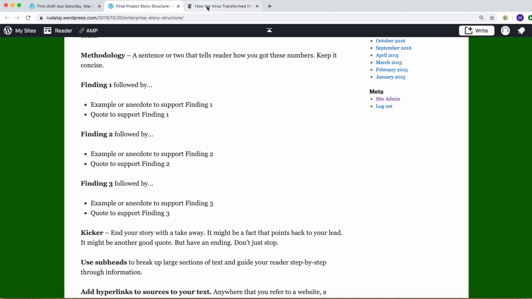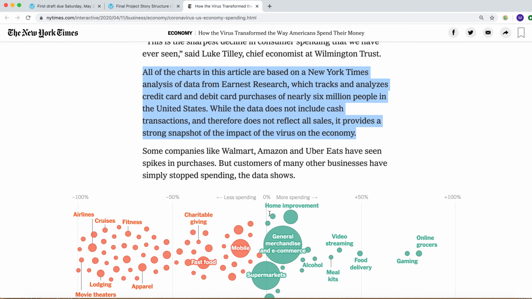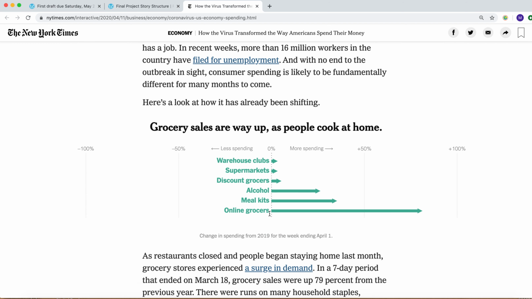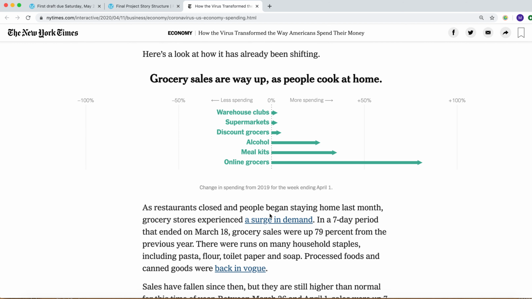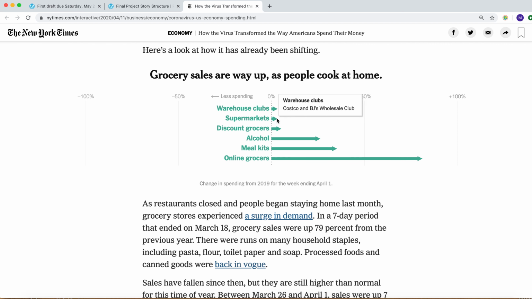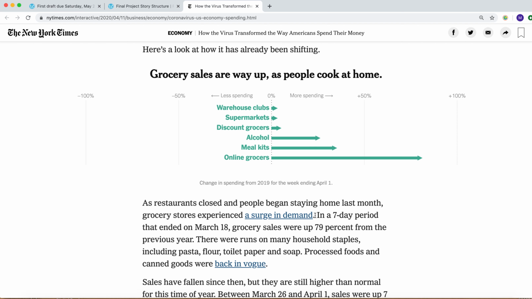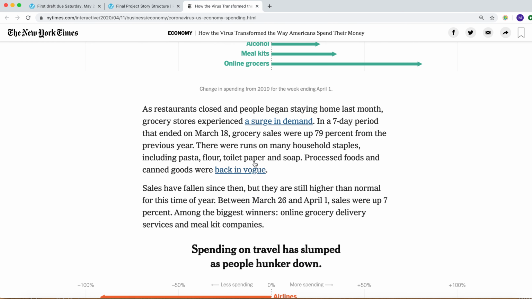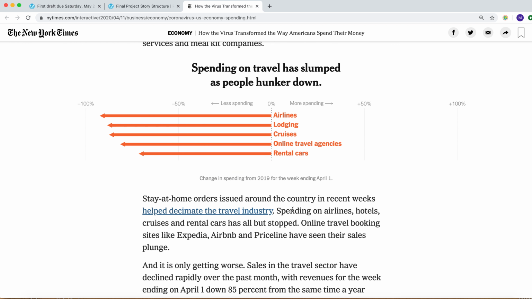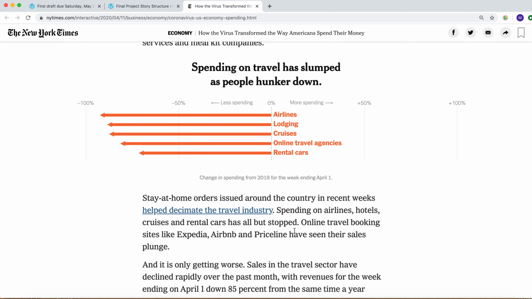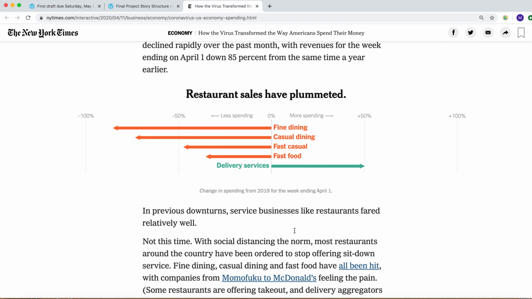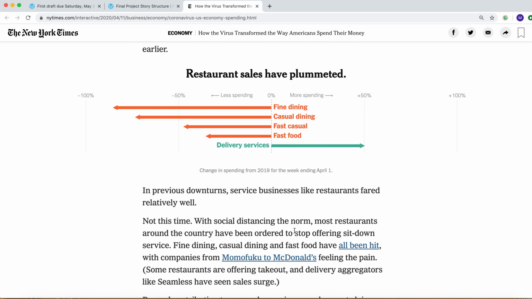All right, from here, they're giving you their key findings. Their first finding: grocery sales are up as people cook at home. And they have a nice little visualization that goes with it. They explain that in a little bit more detail. Finding number two: spending on travel has slumped as people hunker down. These are all things that people are spending less on, airlines, lodging, cruises. They explain this a little bit. Finding number three: restaurant sales have plummeted. So restaurants are all down, delivery services are up.